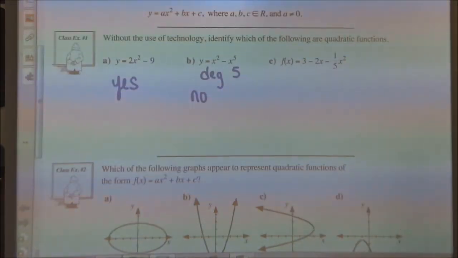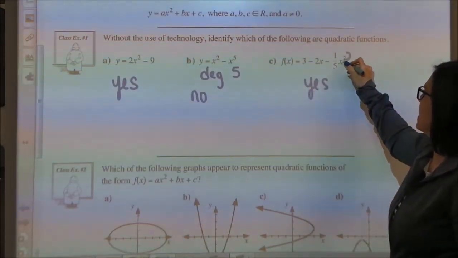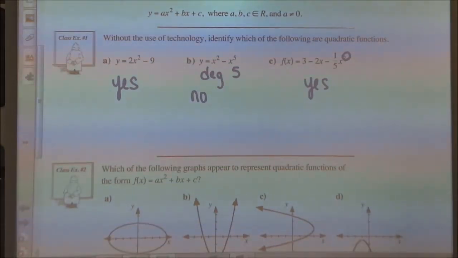And what about f of x equals 3 minus 2x minus 1/5 x squared? Yes. And that's because of the squared there. And it's the biggest exponent. It's the biggest number.